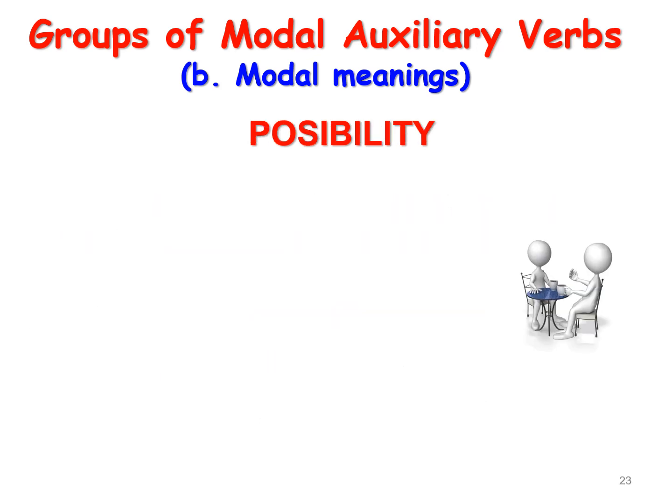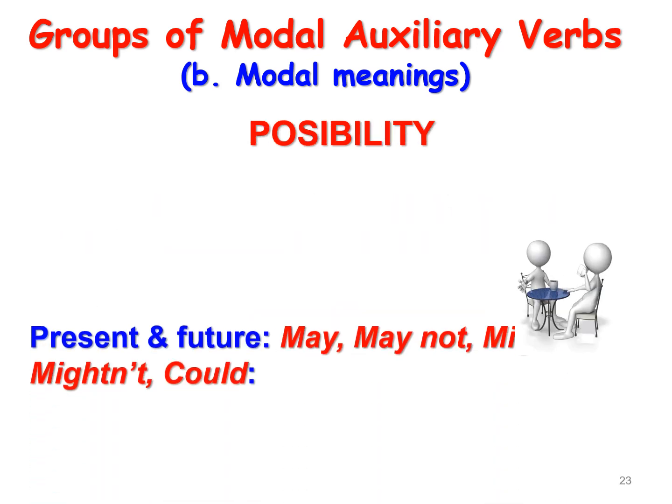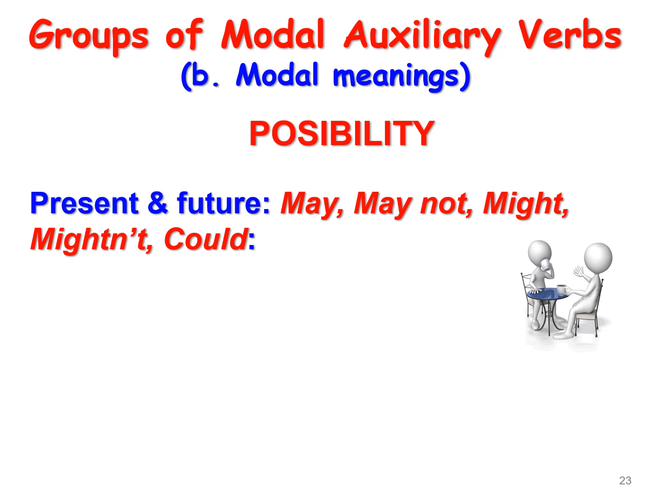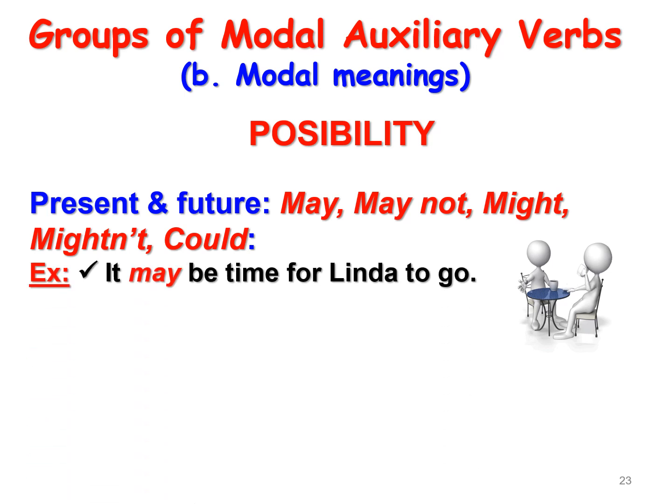Okay, moving to the next one, about possibility. Let's see the present and future: may, may not, might, mightn't, or could, which we use to talk about possibility. It may be time for Linda to go.